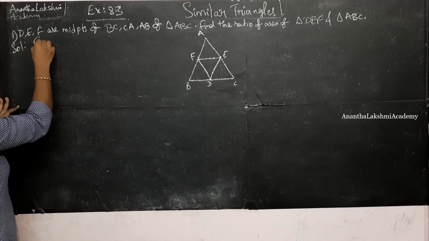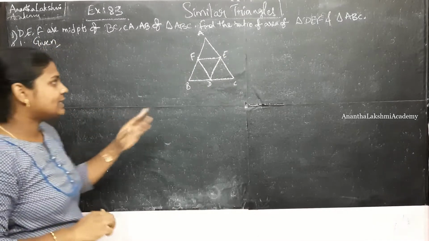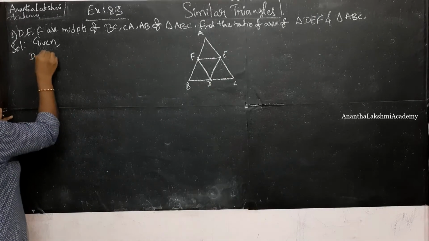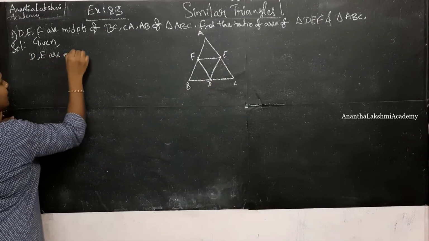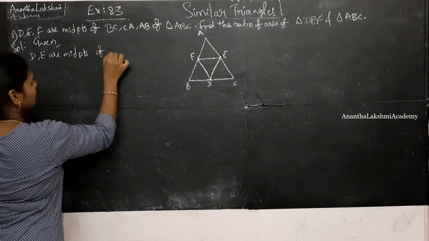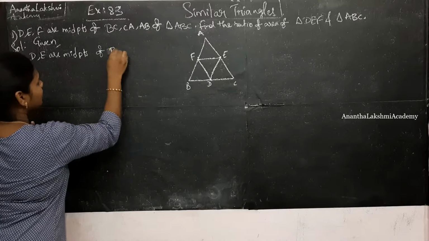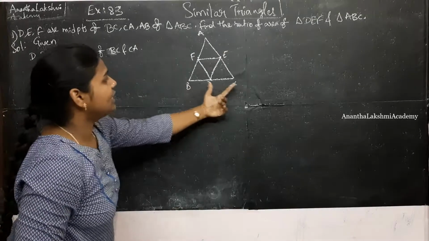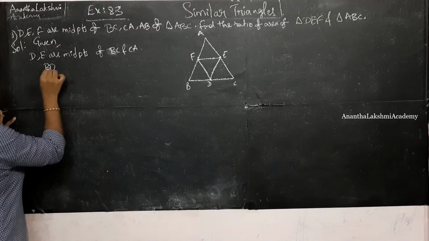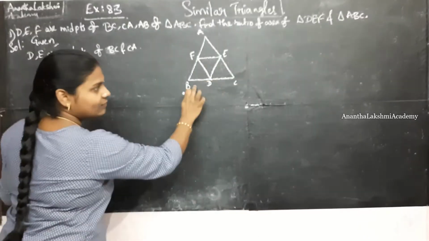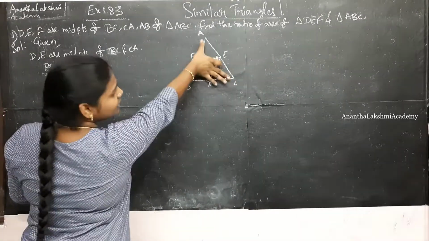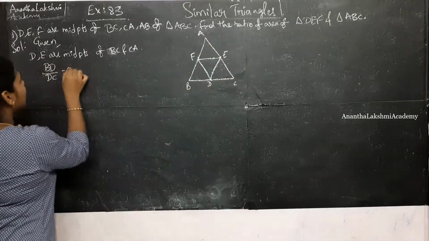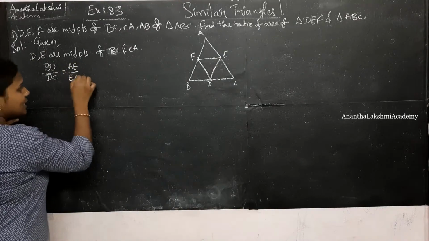Okay. So what is given for us? Solution given. First, what is given? D and E are midpoints of BC and CA. So, when these are midpoints, the ratio of BD by DC, since these are midpoints, this point divides the side BC into two equal halves, and this one also, this point divides AC into two equal halves. So I am going to write it as AE by EC.